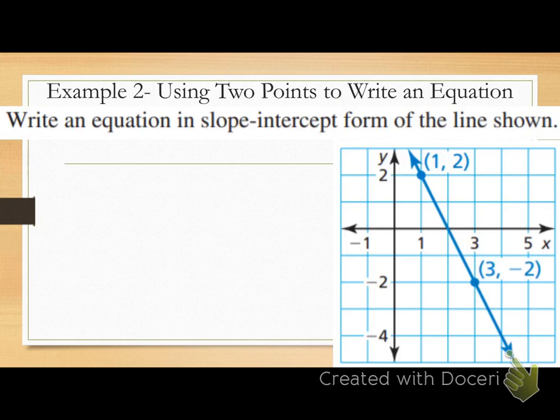Write an equation in slope-intercept form of the line shown. Notice what form it wants it in. Slope-intercept form, y equals mx plus b. What 2 pieces of information do I need to put an equation in slope-intercept form? Y-intercept and the slope. Do I know my y-intercept here? No. I could find my slope though, right?